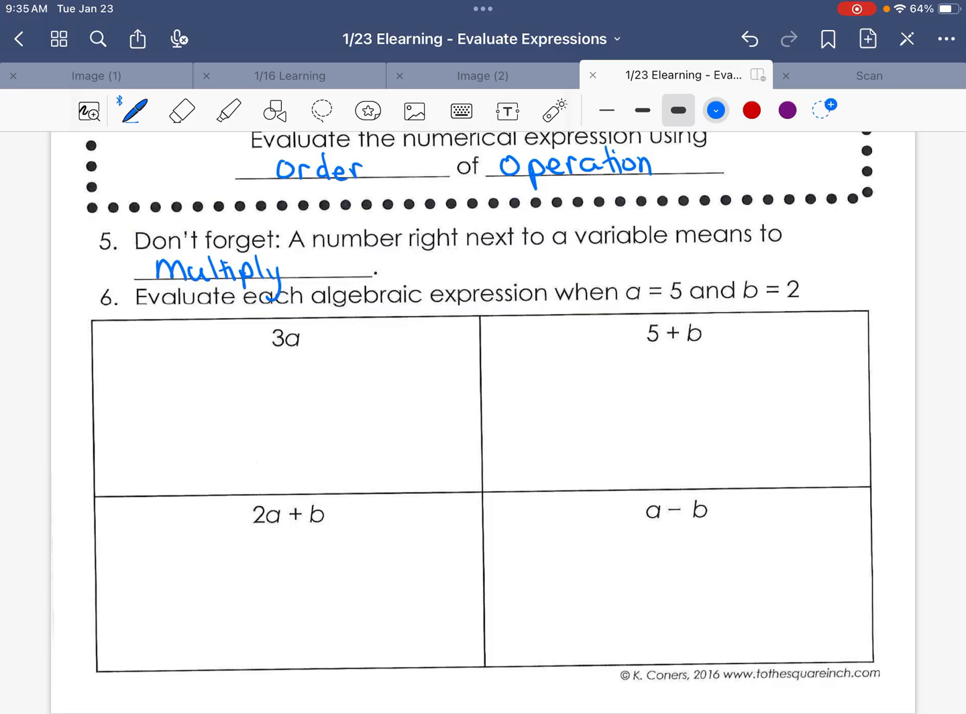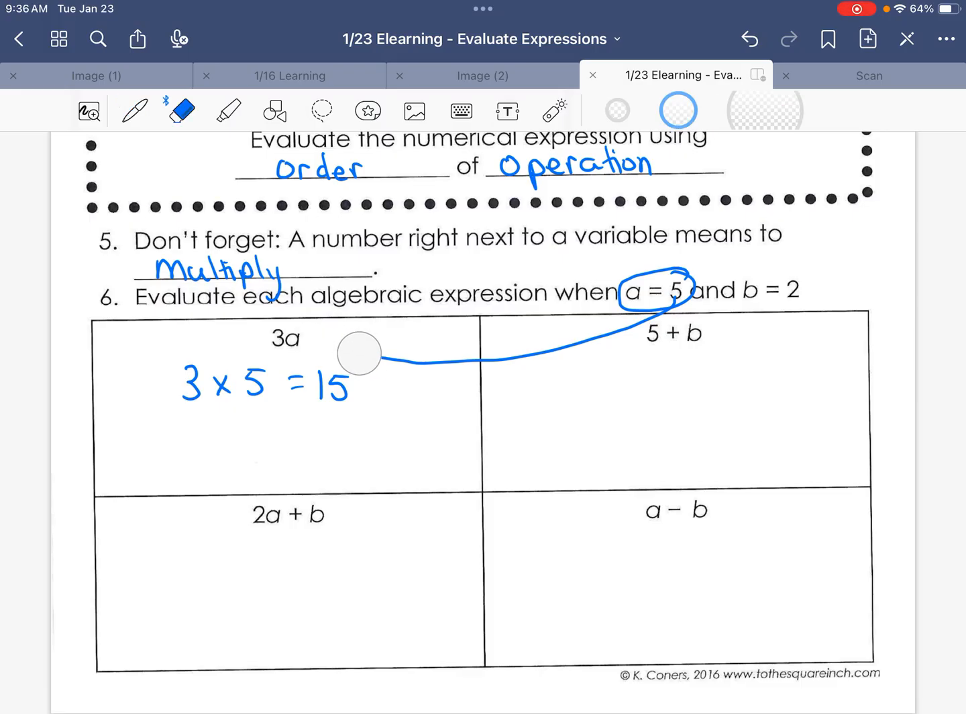All right, welcome back. So now we're going to evaluate each expression when a is equal to 5 and b is equal to 2. If we look at our first one, where we have 3a, a is equal to 5. So we're going to take our 5 and substitute it in there for a. They're right next to each other, so that means we're going to multiply. So 3 times 5. And 3 times 5 is 15. So our value for this problem is going to be 15.